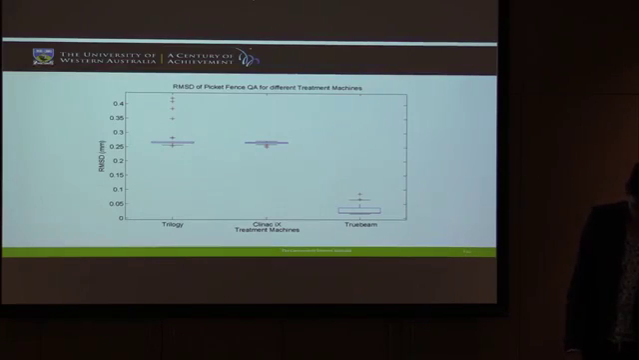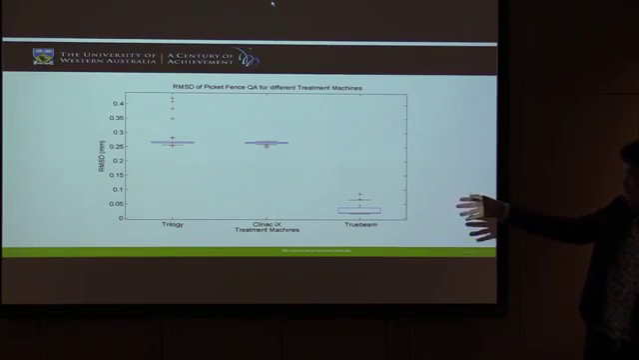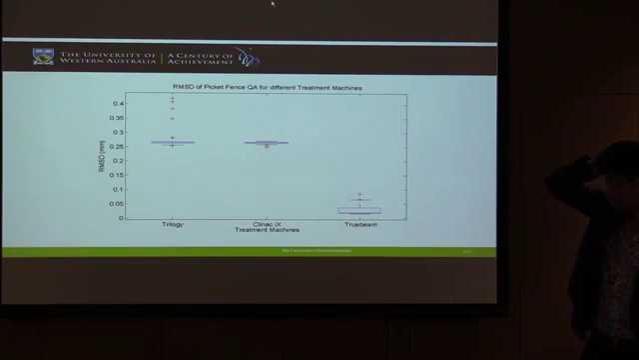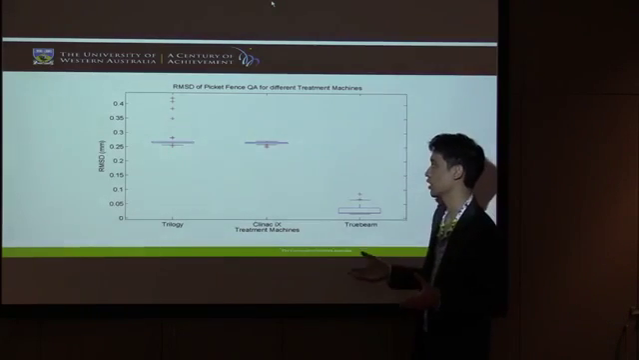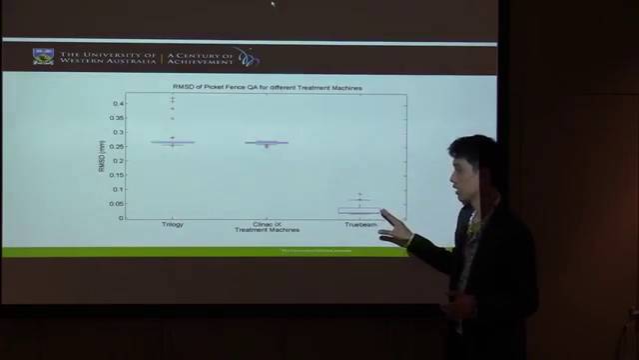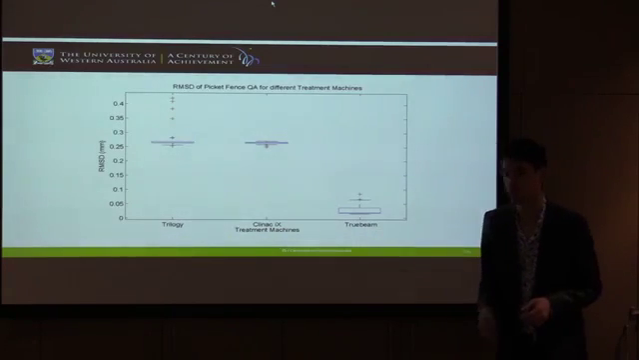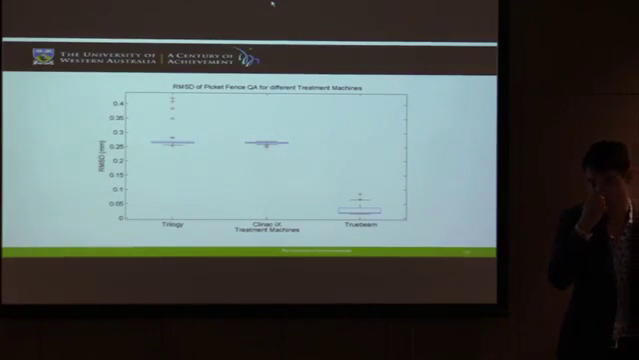Also, I did a lot of picket fence QA. I looked at a lot of that for different treatment machines. So in Trilogy and Clinic IX, I had roughly the same order of magnitude for the root mean squared deviation. But TrueBeam was a whole order of magnitude less than the other two treatment machines.